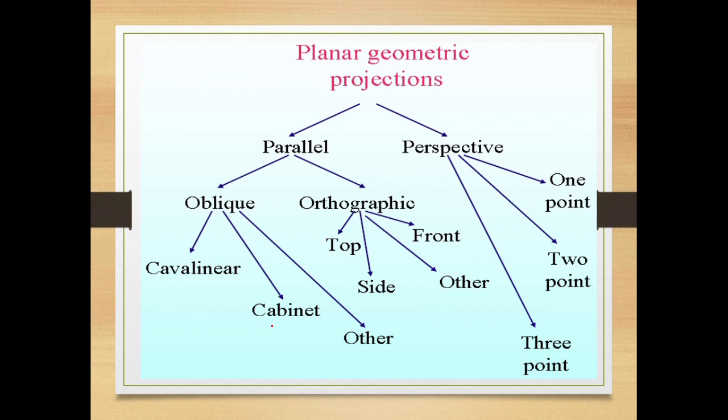And one more, orthographic, provides more directions: top, front and side. They can also provide other directions, and that will indicate the orthographic areas. And one more is perspective. The perspective provides only 3 points: the first point, the second point and the third point. These 3 points indicate perspective projections.